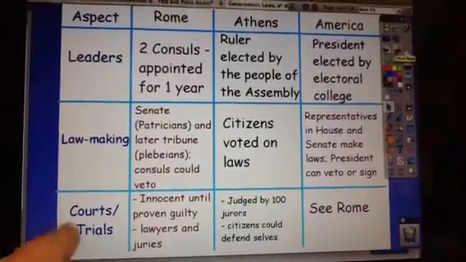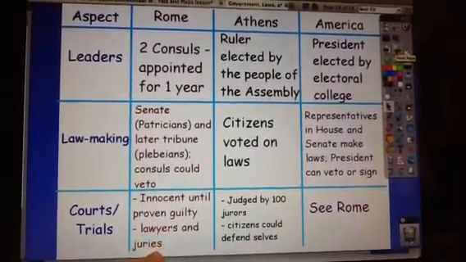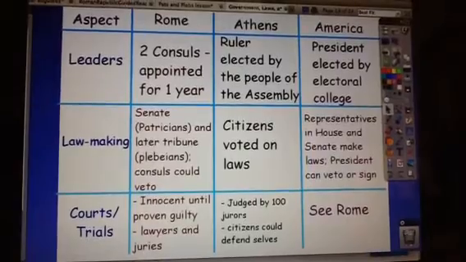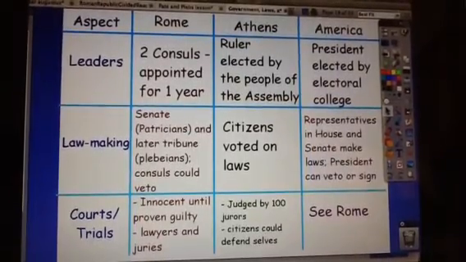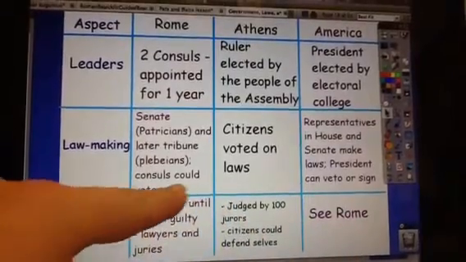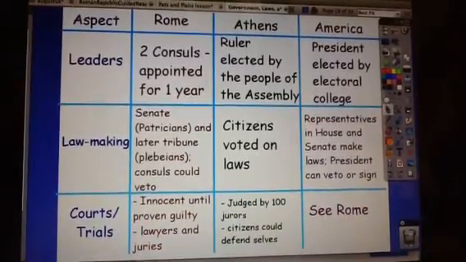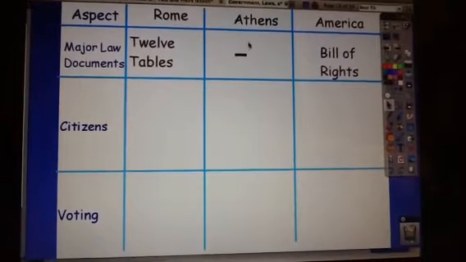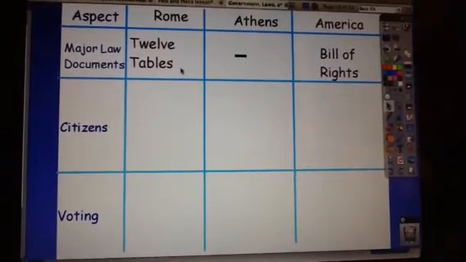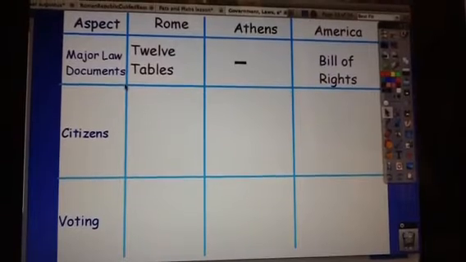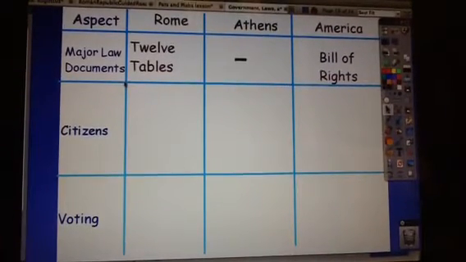In Rome, courts and trials, you're innocent until proven guilty. You had lawyers and juries. In Athens, you were judged by 100 jurors, and then citizens could defend themselves. And then in America, it says see Rome, but that's because all of this is the same. So you need to write this right there. The major law documents were the 12 Tables in Rome, and I believe that you read, or you should have already read, that this was posted for everyone to see. So there was no question about what was right and wrong as far as laws in Rome. Athens did not have one. And then America created the Bill of Rights.